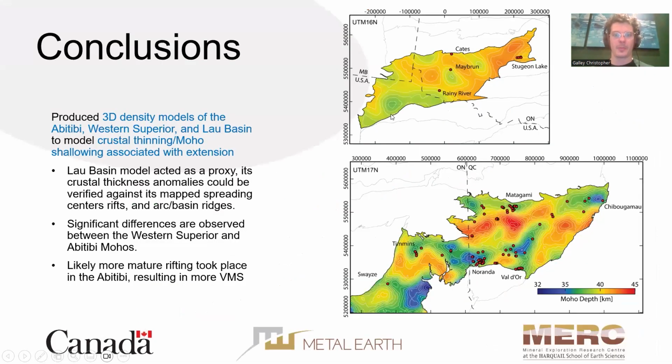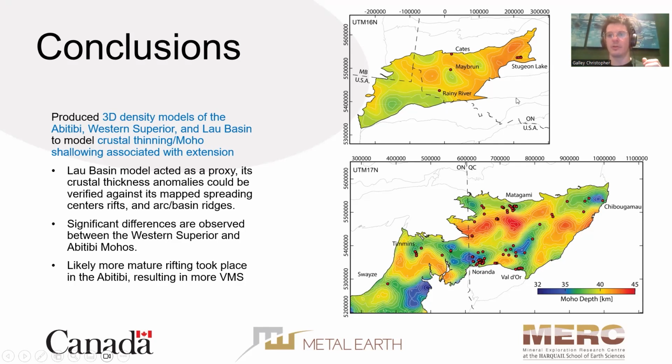So in conclusion, we produced three 3D density models, one for the Lao Basin, one for the Abitibi, and one for the Western Superior, and are using this to figure out how to identify rifting features in the Moho, develop the modeling methodology, show what they look like, and then apply it to these Archean terrains, for both a well-endowed area, the Abitibi, and then comparing to less well-endowed areas.